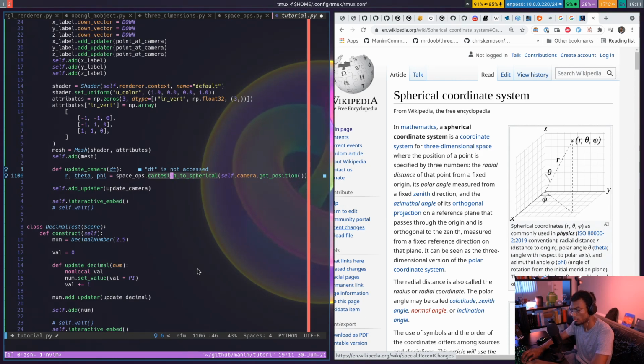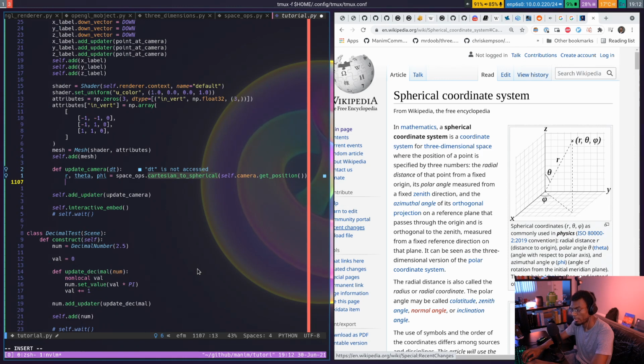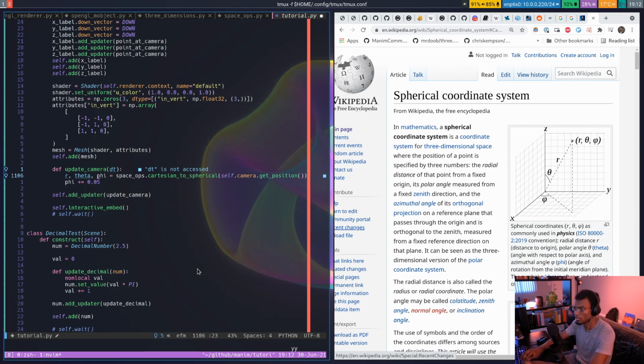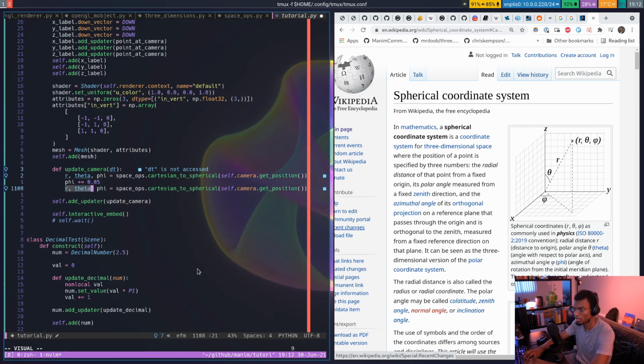Okay. Then I'm going to want to increment phi. It's phi plus... We could just do phi plus equals 0.05. Then get the position back. So we spherical to Cartesian. Now the star. No, I don't have to do star, it'll just be r, beta, phi.